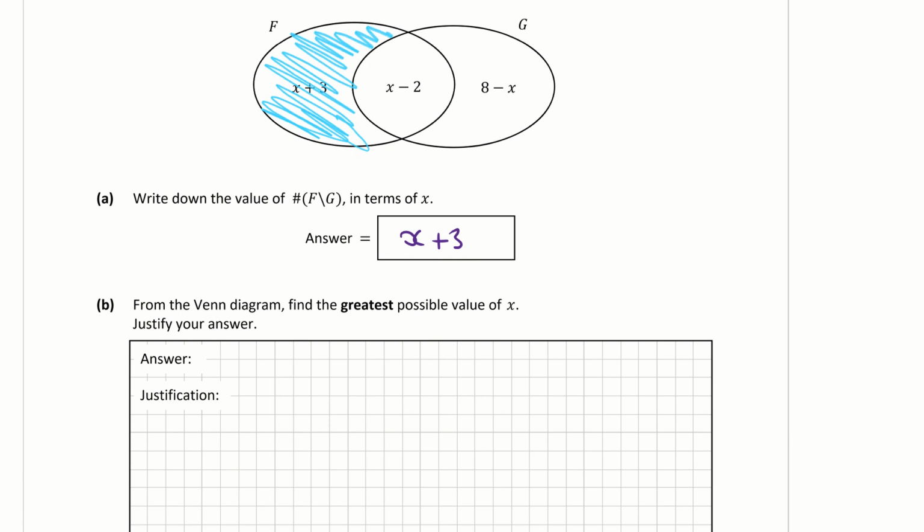Part B, from the Venn diagram, find the greatest possible value of x. Justify your answer. Well, hopefully you can figure this one out here. x has to be 8. It's the greatest value it can be.